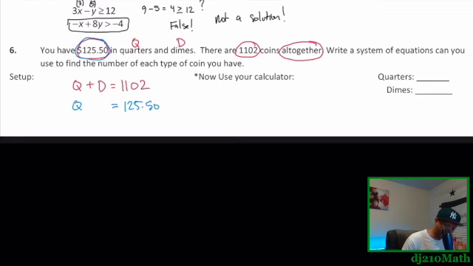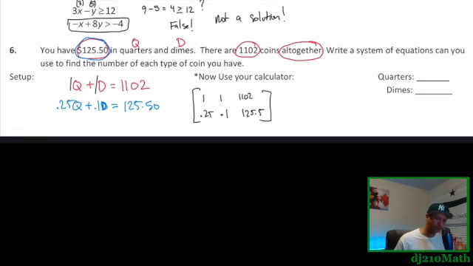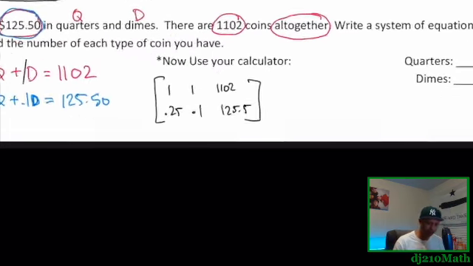So Q, a quarter is 25 cents, so 0.25. A dime is 10 cents, 0.1. That's a D. Okay, so now I have a system where I can make a matrix. 1, 1, 1102. Right? It's understood that there's a 1 here and a 1 here. 0.25, 0.1, 125.5. Okay, we have our matrix.